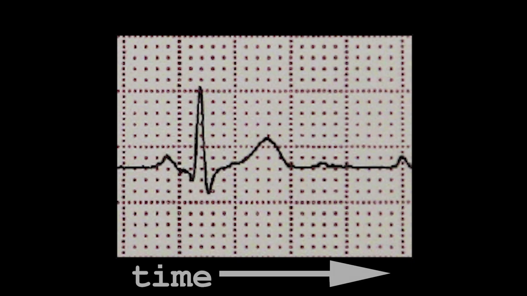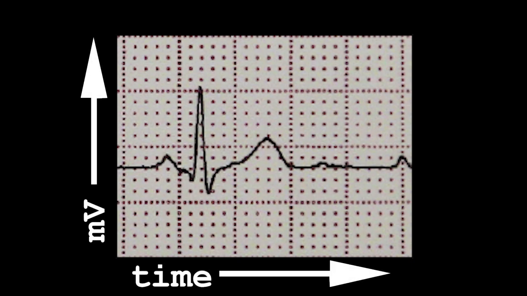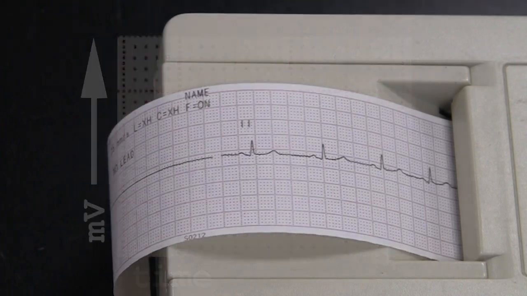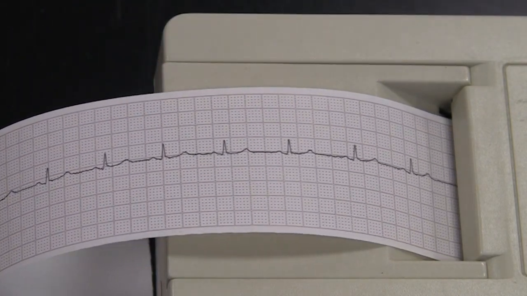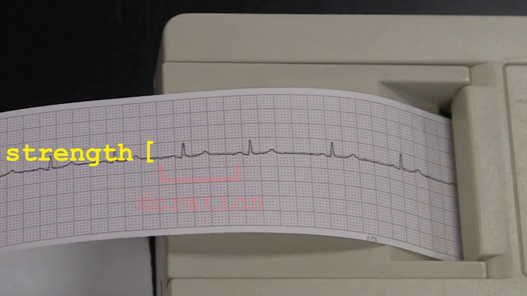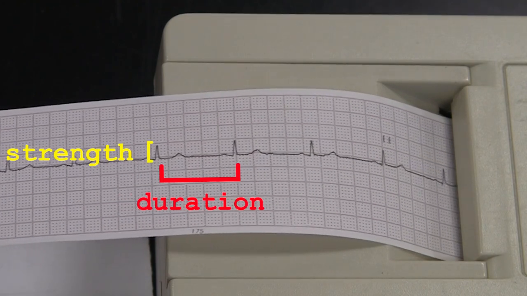The x-axis measures time, and the y-axis measures millivolts. We use millivolts because we are measuring electrical signals and they're very, very small. The graph paper rolls at a constant speed. This way, when we analyze the EKG, we can see both the strength and the duration of each depolarization wave.